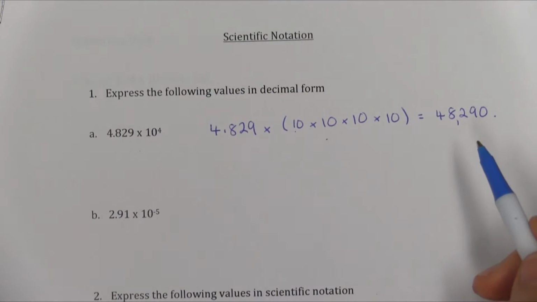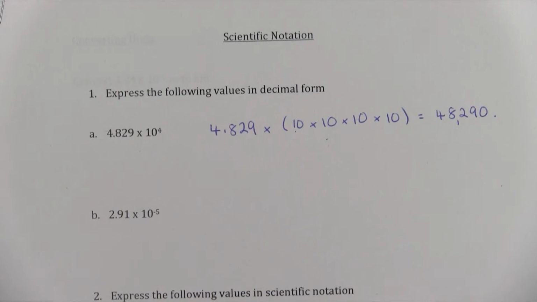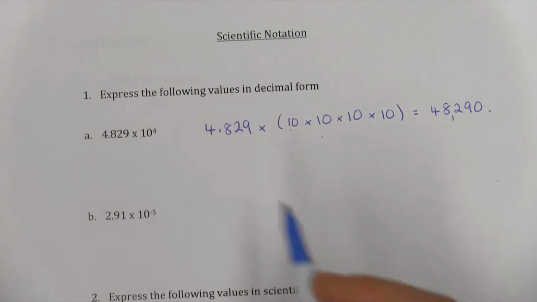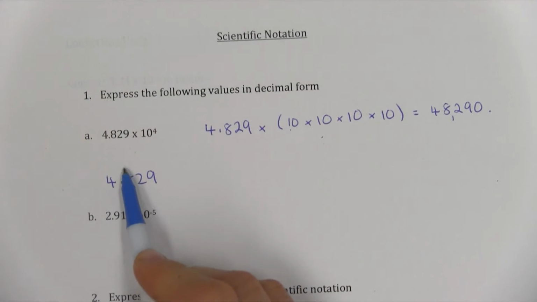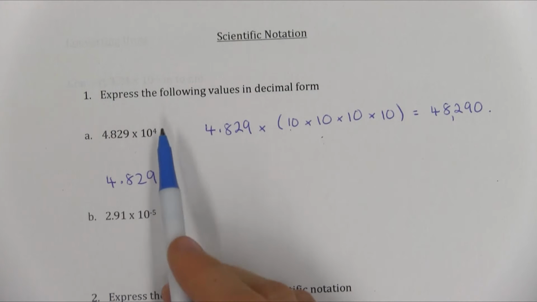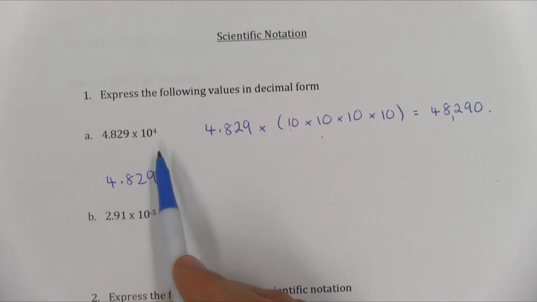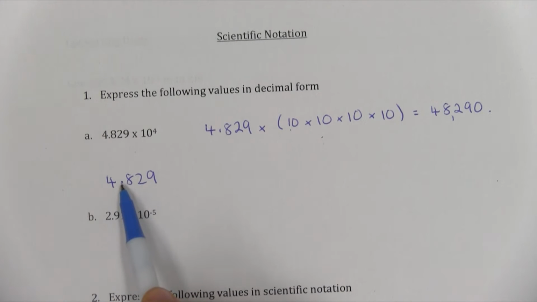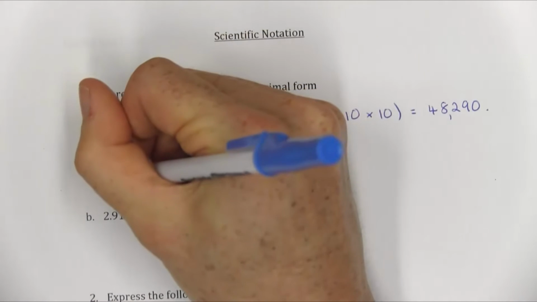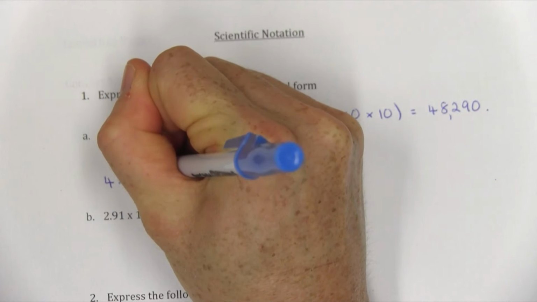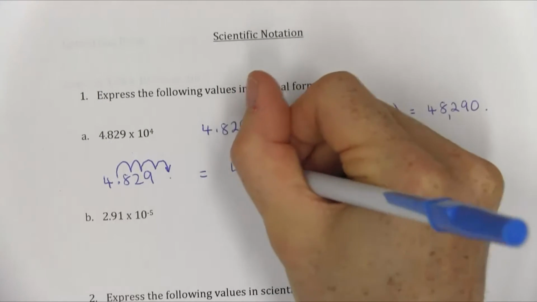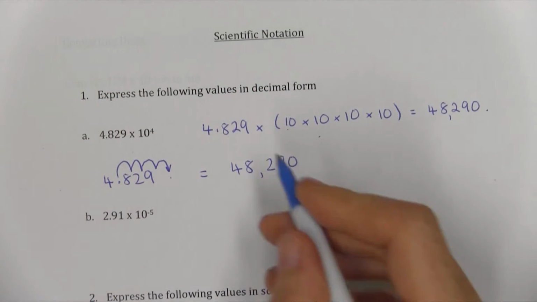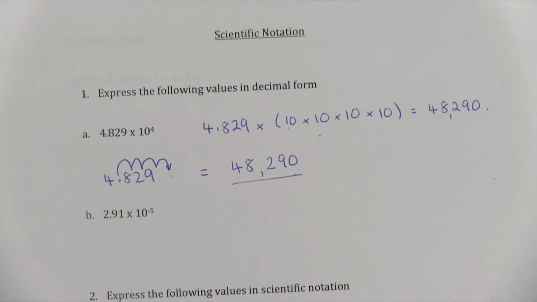We could also think about working out the decimal form of the number by taking the coefficient in the scientific notation and moving the decimal place to the right 4 places. We get this from the exponent in the scientific notation form. The exponent here is a positive 4, which means we need to move the decimal place in the coefficient to the right 4 places. When we do that, 1, 2, 3, 4, we also end up, obviously, with the same answer of 48,290, and this is the decimal form.